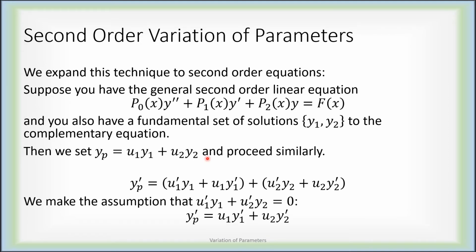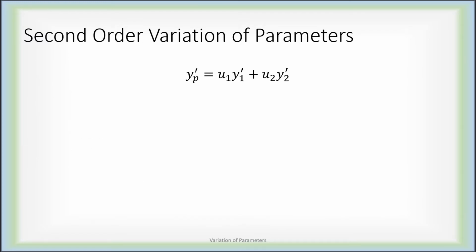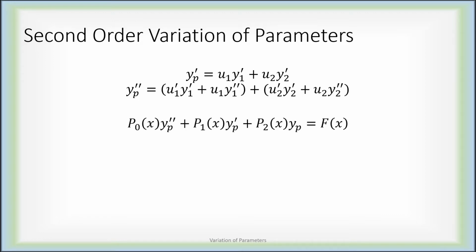Well then, u1 prime y1 plus u2 prime y2 will be 0, so only these two terms remain. So then yp prime can actually be written in the simpler way, u1 y1 prime plus u2 y2 prime. So with some simplifying assumptions, yp prime can be written like this. Well then, I'm going to compute a second derivative, again using the product rule. So I take yp prime and yp double prime and I throw it into the differential equation under the assumption that it's going to be a solution.